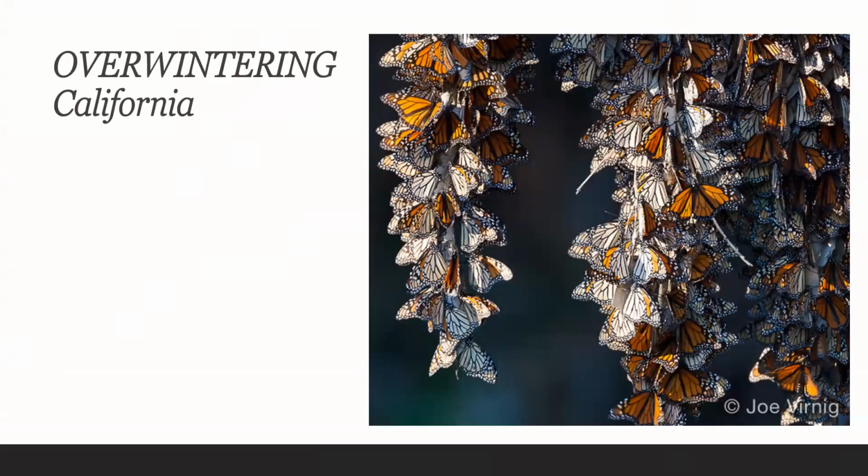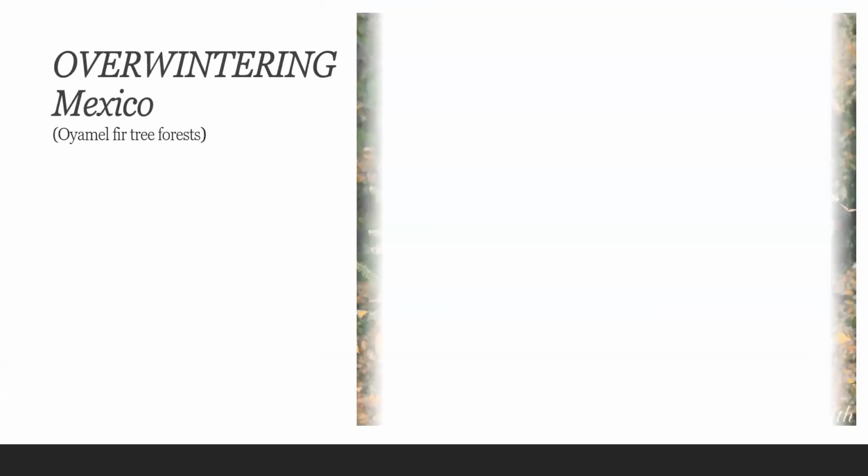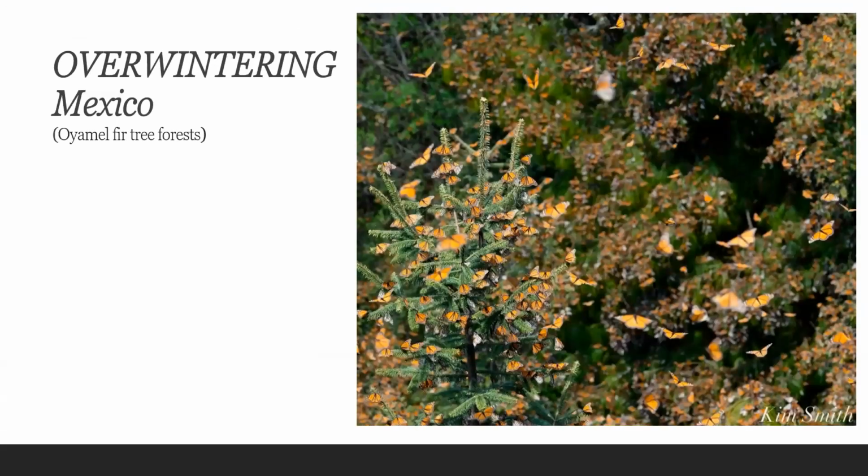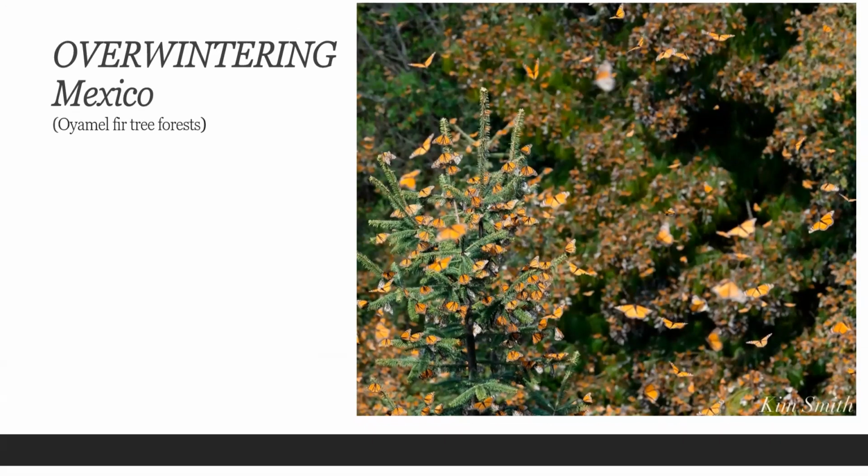So for those of you who have not seen overwintering, this is actually a picture taken from my hometown of Ventura, California. This is at Camino Real Park in the eucalyptus groves there. If you ever want to come see it, I'll be your tour guide and we can go out to lunch and discuss GIS. This is also a photo of the overwintering site in the OML fir tree forest in Mexico. This area is about 50 miles east of Mexico City, or west, I apologize.